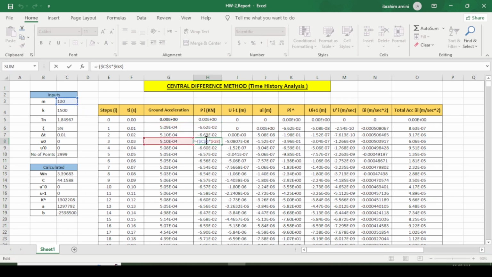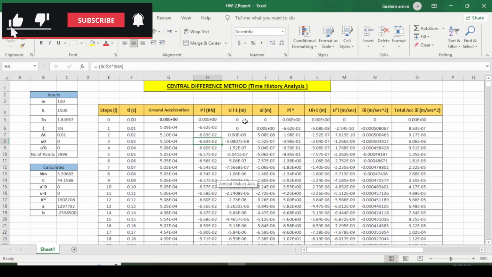Look at the constant: when it has a dollar sign, it will be constant. Mass is the constant, and the ground acceleration is varying for each and every axial force. Then we will come here from the right side to the left. Okay, we will have the displacement one step below the normal U i, which is the normal.